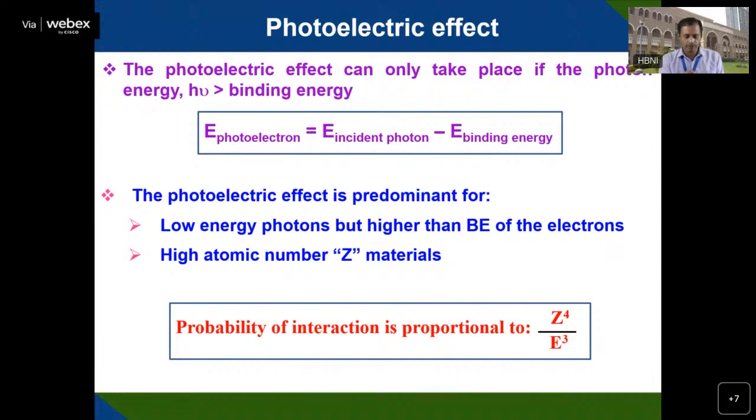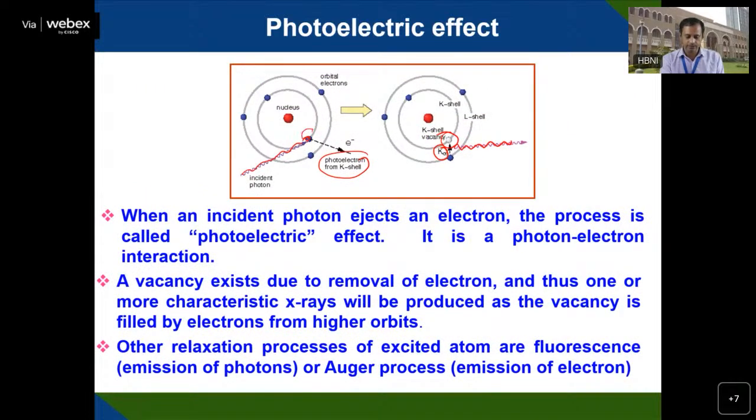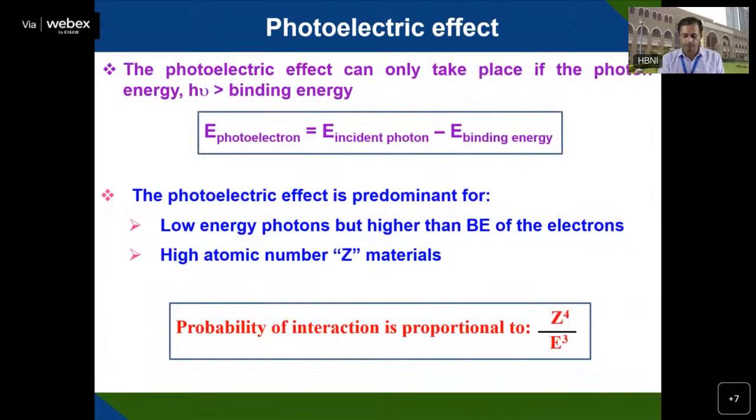Here the energy of the photoelectron will be equal to the energy of the incident photon minus the binding energy of the electron. The electron inside has some binding energy with the nucleus, so the electron has to overcome that binding energy to be knocked out. So the photoelectron energy equals the incident photon energy minus the binding energy.